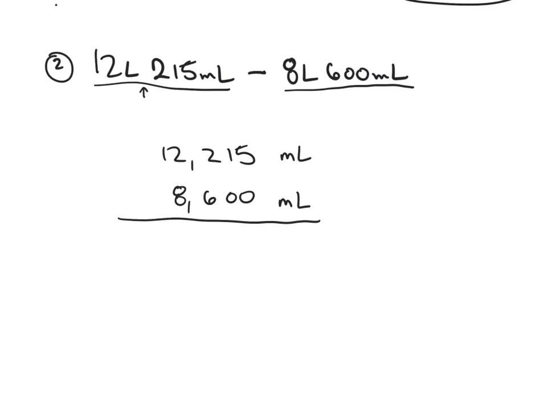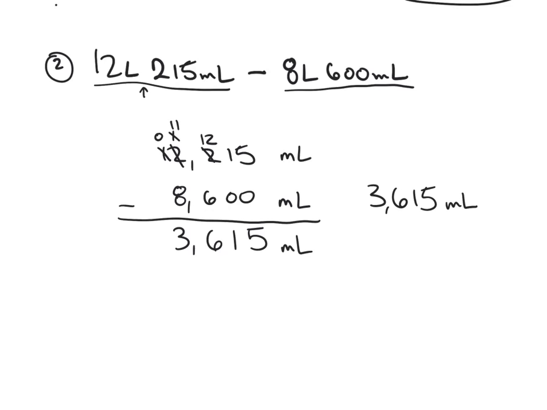And after I've converted them both, I can simply subtract using a regular standard algorithm. I've got to make sure I write the right symbol here, though. I'm subtracting, not adding. So I can subtract using the regular standard algorithm for subtraction. So I'm going to go ahead and do that pretty quickly here. And I get my answer of 3,615 milliliters. Or if I wanted to rewrite this as a mixed unit, 3 liters and 615 milliliters.